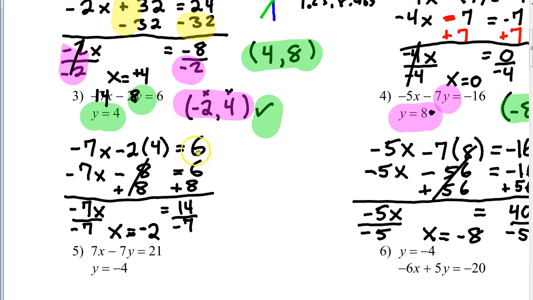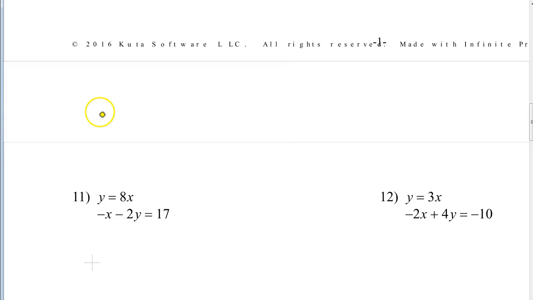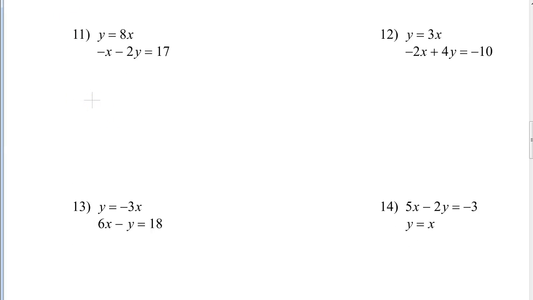Now, one thing that all these had in common yesterday is that they gave you what the y was. So really, you only had to do half the problem. You had to find out what x is, but y was basically free. Okay. So on the back, you're going to see a slight change, starting on number 11.